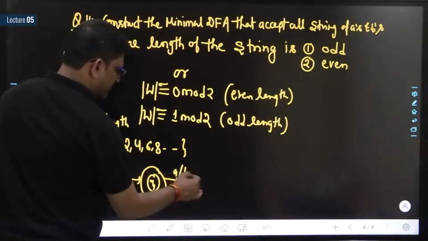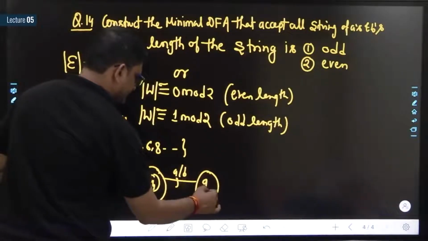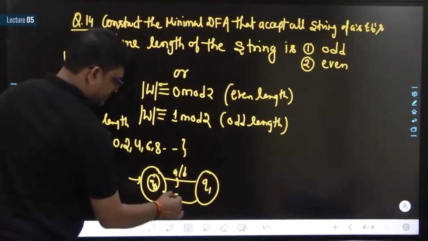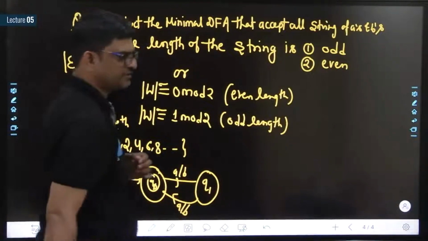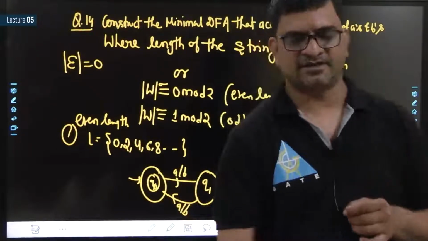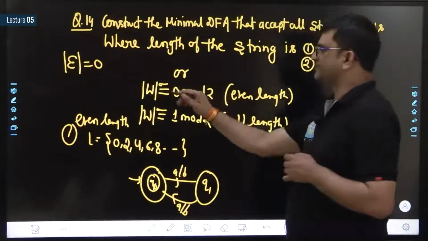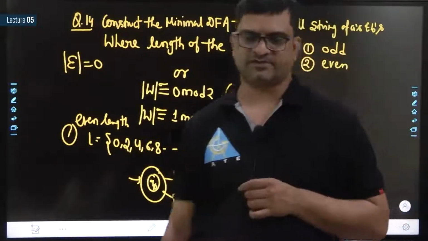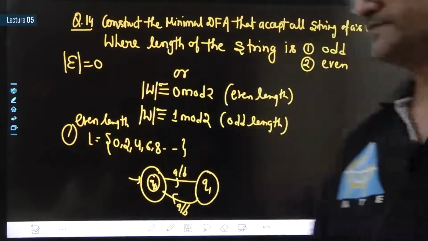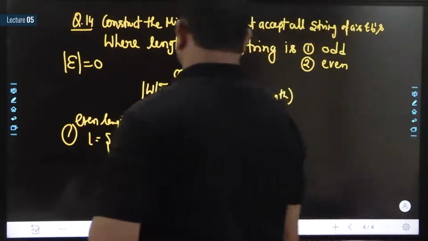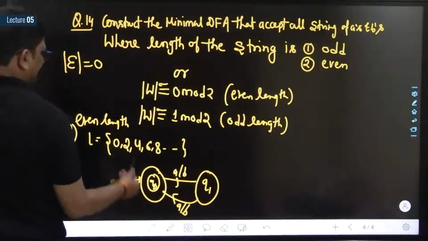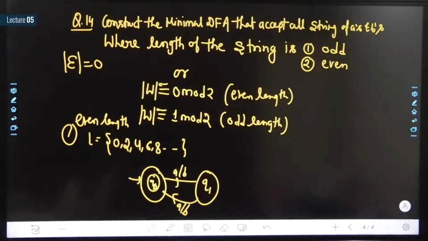A comma B. This one is Q naught, this one is Q1. Now, check. This is the DFA for length of the string is even, or congruent 0 mod 2. Clear? Please check. Clear? Very good.